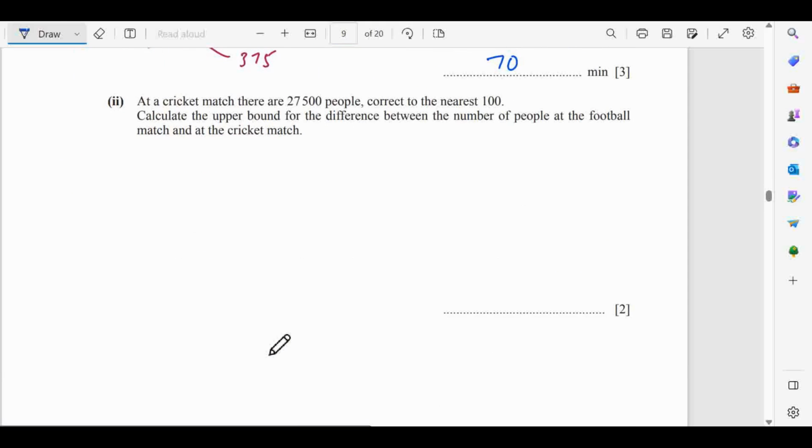Let's move to part B, the second part. At a cricket match, there are 27500 people, correct to the nearest 100. Correct to the nearest 100 means that this will be 27500, and we need to correct it. So this will be plus or minus 100 divided by 2, which means 50.